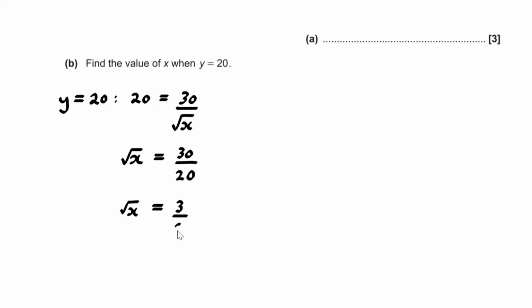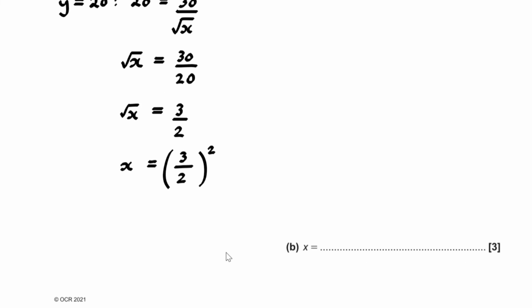3 over 2. And to find out what x is, we would have to take this 3 over 2 and then square it. And if I square 3 over 2, we would get 9 over 4. So x is equal to 9 over 4.